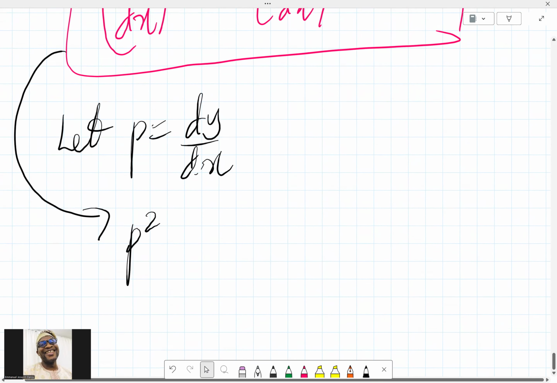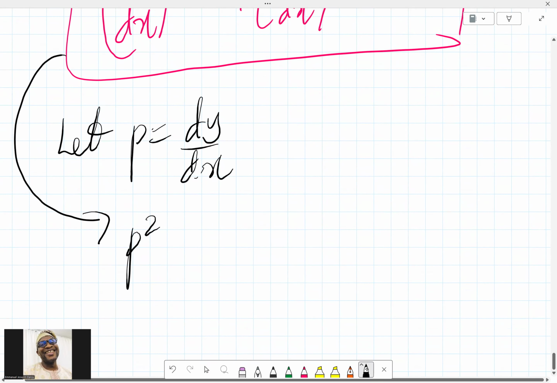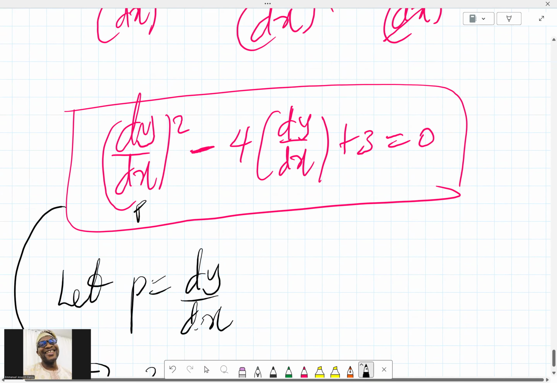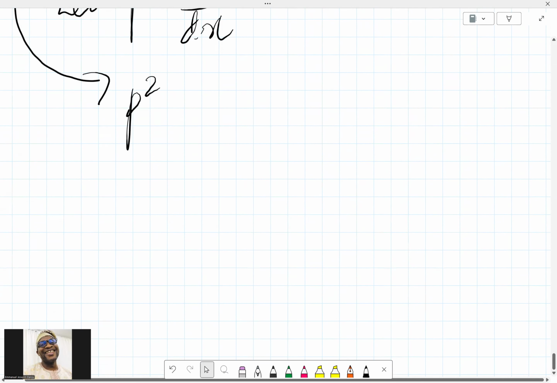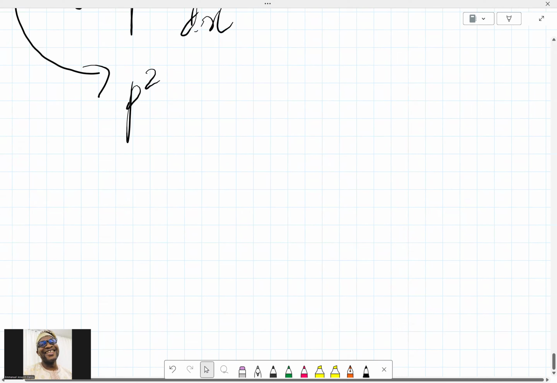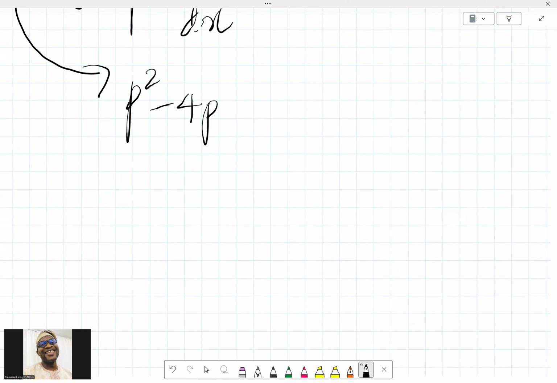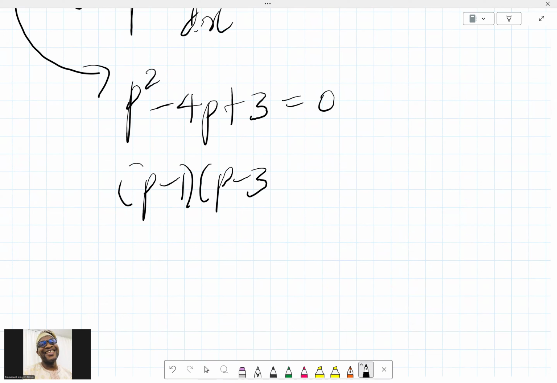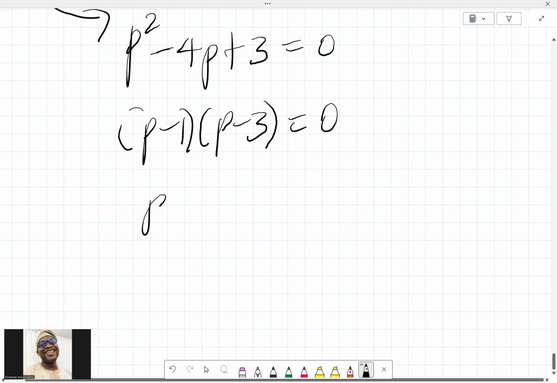With this, if p is dy/dx, we have p squared minus 4p plus 3. Let me go back to where I was coming from. p squared minus 4p plus 3 equals 0. If that is the case, we can easily factorize it. That is (p minus 1)(p minus 3) equals 0. So that tells us that p is equal to 1 or p is equal to 3.